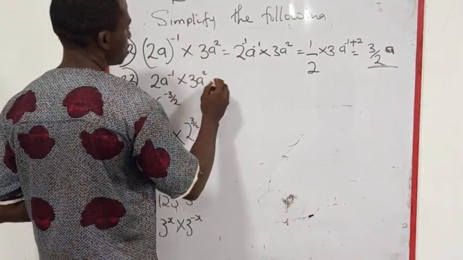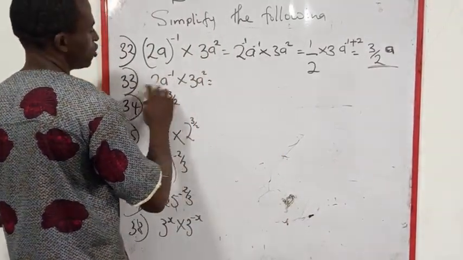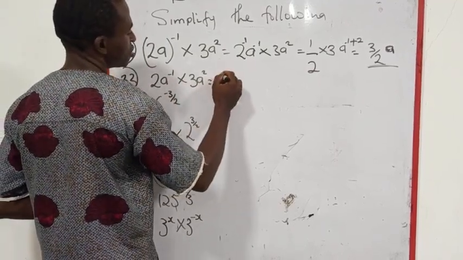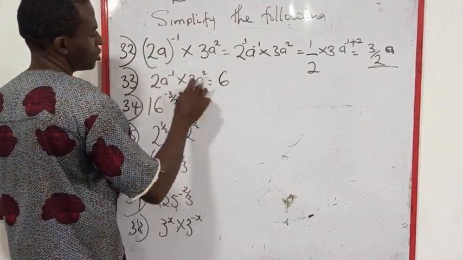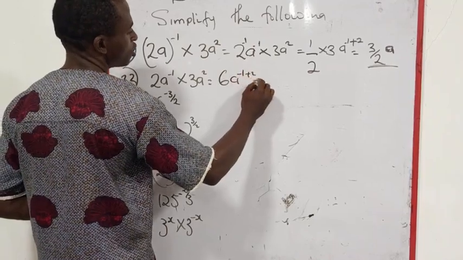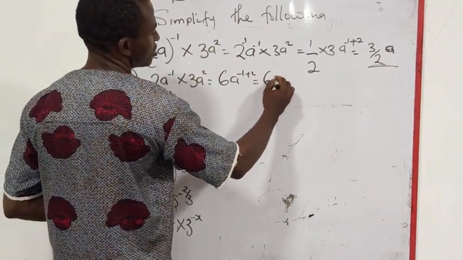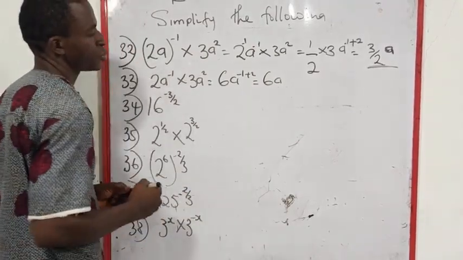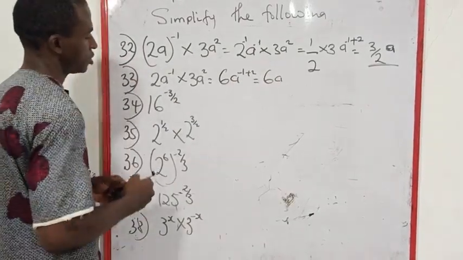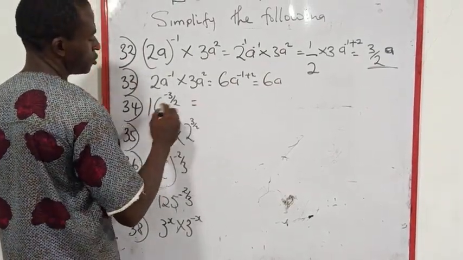The next one is this. If you check what is happening here, it's direct. So here we have 2 times 3, which is what? 6. Then don't forget you have a minus 1 plus 2. So it's direct. So you now have 6a, because minus 1 plus 2 will give us what? 1. We don't write the 1 there. Invisible 1.